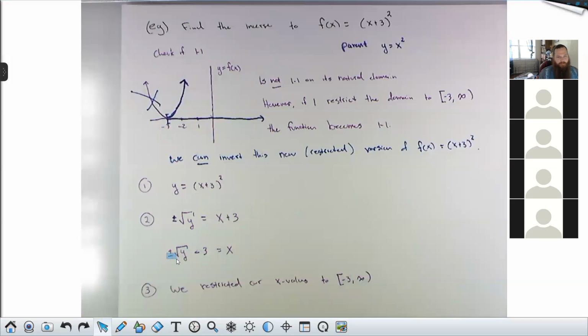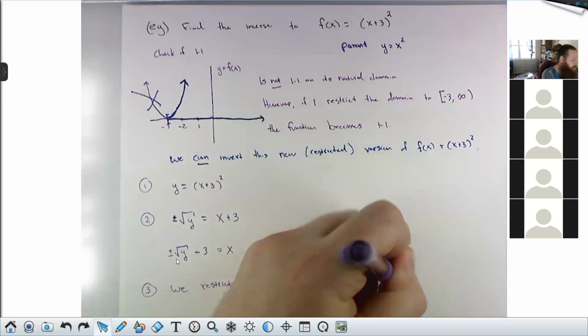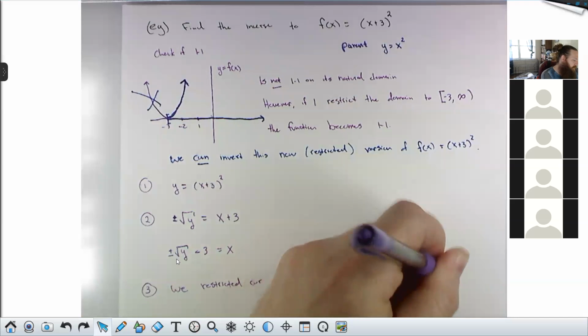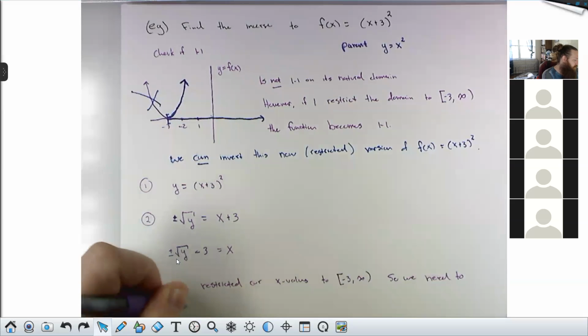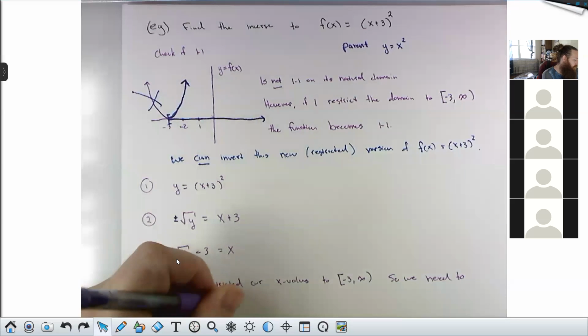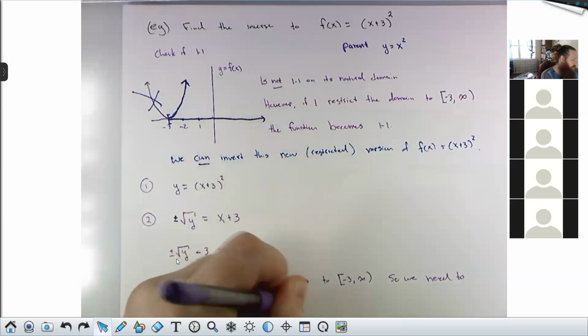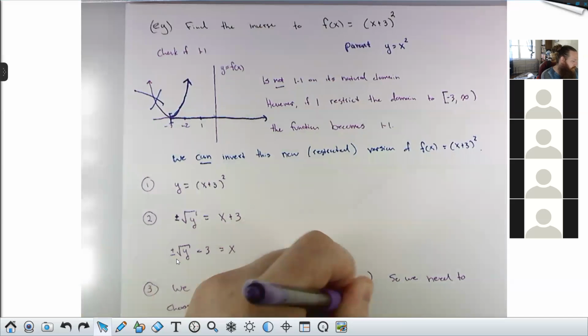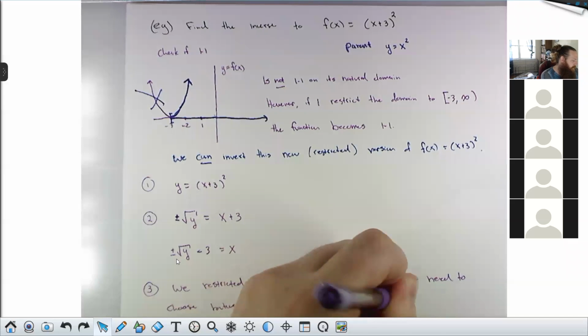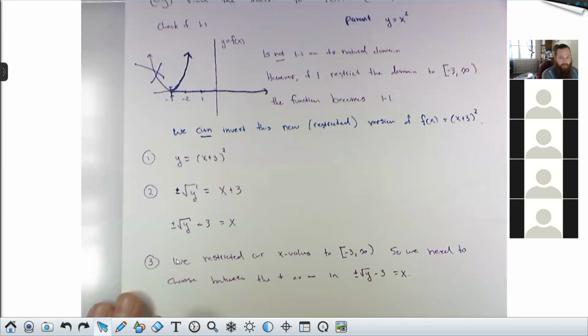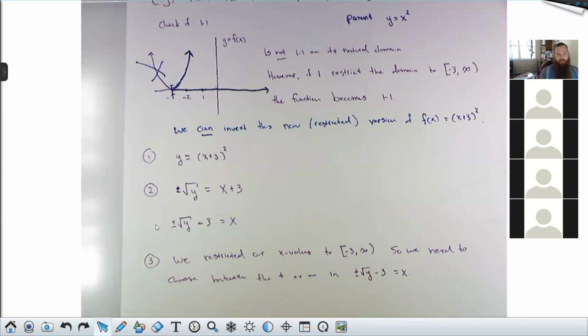If I take the minus, so let me say this. So we need to choose between the plus or minus in the plus minus square root y minus 3 equals x. If you chose the minus, then you would have negative square root of y minus 3 equals x. Those are both negative, right? Negative square root of y is always going to throw out a negative number. And if you subtract 3 from a negative number, you're going to get more negative numbers.